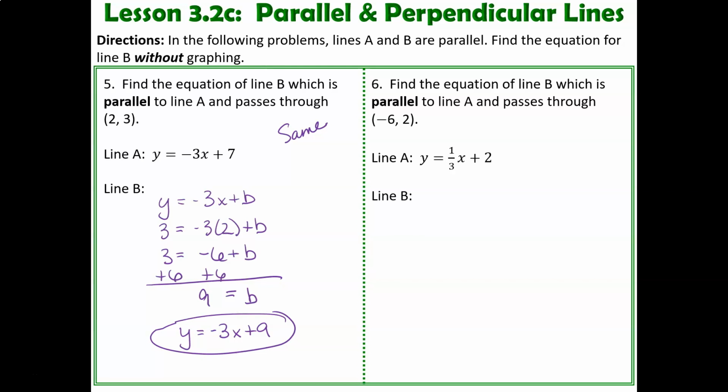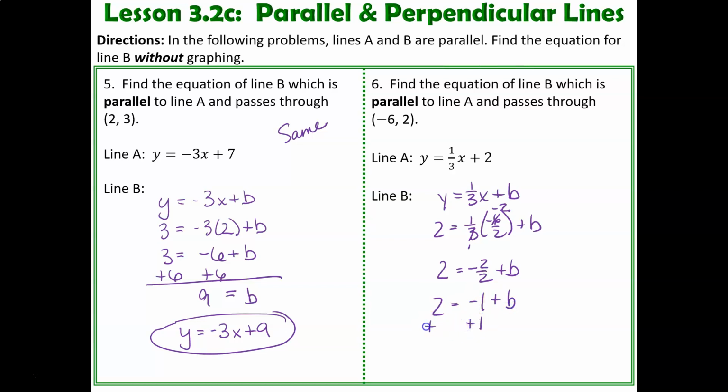Number 6, find the equation of line B, which is parallel to line A and passes through negative 6, 2. So we're going to keep the same slope. We're going to get our new B by the coordinates. So 2 equals negative 2 over 2 plus b is negative 1. We're going to add 1. So my new b is 3. When we put this together, we have y equals 1/3 x plus 3.